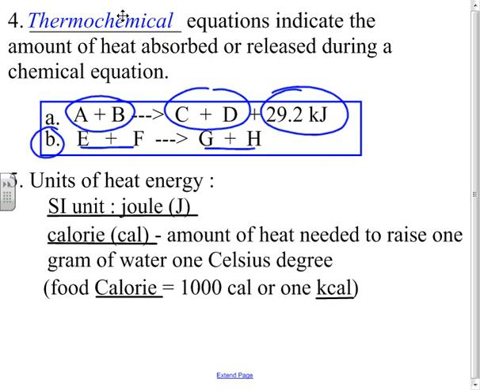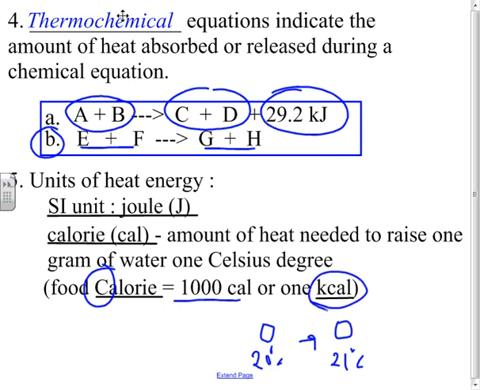Units of heat energy include the SI unit, the joule, and the calorie, which is the amount of heat needed to raise 1 gram of water by 1 Celsius degree. So if I have 1 gram of water at 20 degrees Celsius and I change it to 21 degrees Celsius, that is going to take 1 calorie's worth of heat. And typically when we hear about calories, we think of food calories. Food calories should always be spelled with a capital C, and it is equivalent to 1,000 calories or a kilocalorie. So a food calorie is really a kilocalorie.